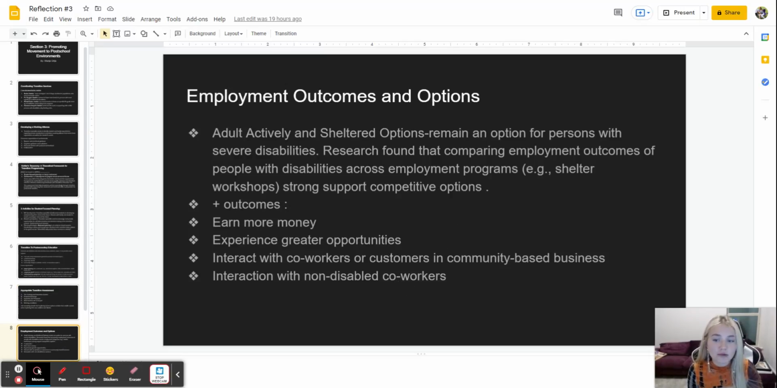Employment outcomes and options. Adult activity and sheltered options, which remain an option for persons with severe disabilities. Research found that comparing employment outcomes of people with disabilities across employment programs, for example, sheltered workshops, strong support, competitive options. Positive outcomes would be earning money, more money.